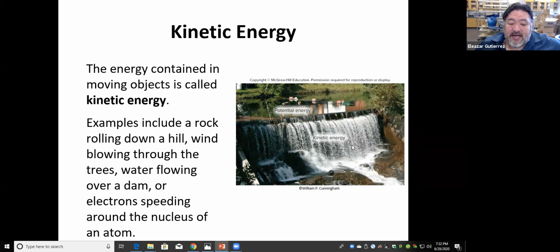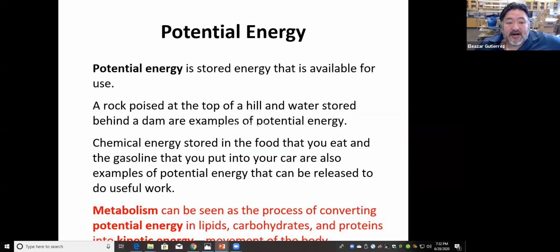So water can be kinetic, a rock can be kinetic, a car can be kinetic. When we move around, we are expending kinetic energy. We're using potential energy stored in lipids and in sugars and even proteins in order to move around and carry out kinetic energy. So potential energy again is stored energy. If you park a Volkswagen at the top of a hill and you put the brake on, that's potential energy because when you take the brake off, it's going to come back down.